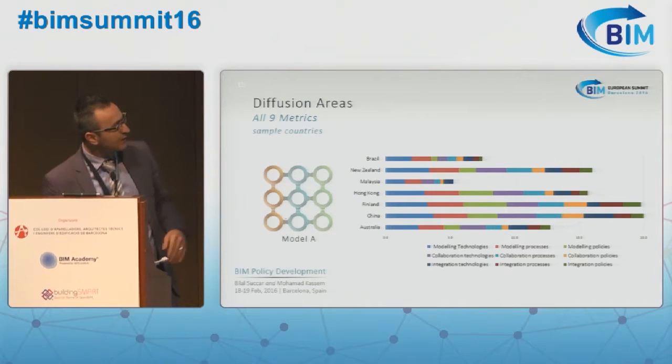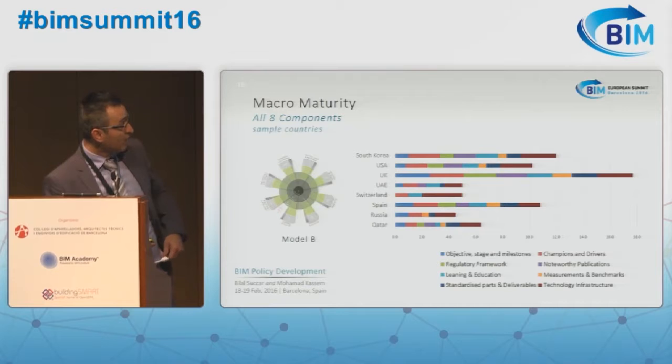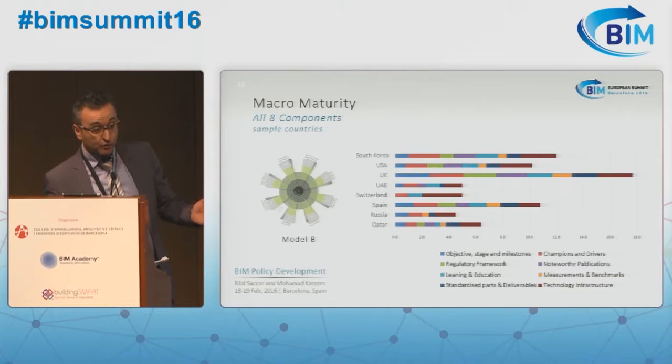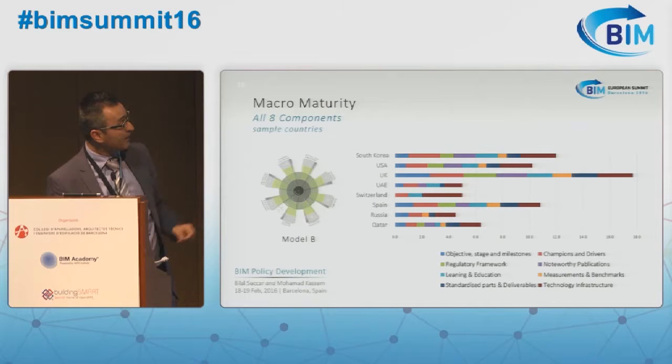If I move to model 2, model 2 basically is measuring those 8 areas of macro maturity, 8 areas that should be in any country within a national initiative, for example. You can see, for example, there is a clear lead here for the UK, which scored relatively high, a little bit higher than other countries in all the 8 areas.